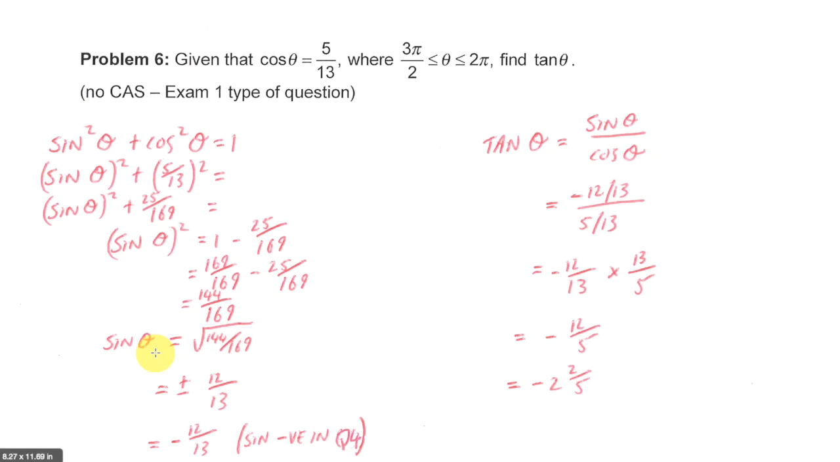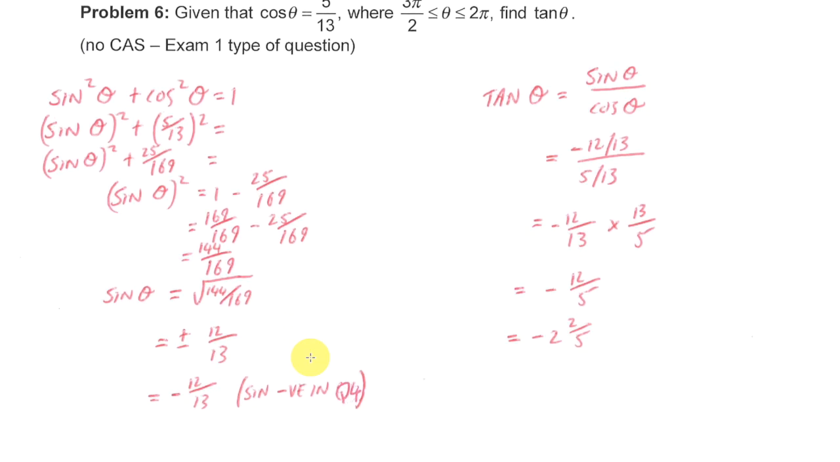To get sine theta, it's going to be the square root of 144 over 169, and that will give us both a positive and negative version. Remember, with the square root of a fraction, the square root of 144 gives us the top, and the square root of 144 is 12, and the square root of 169 is 13. So it's both plus or minus 12 on 13. Now, at that stage, two answers are possible.